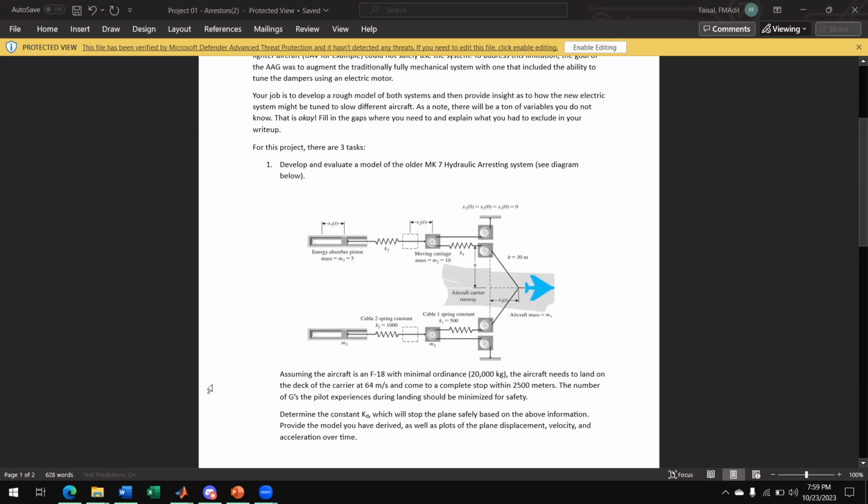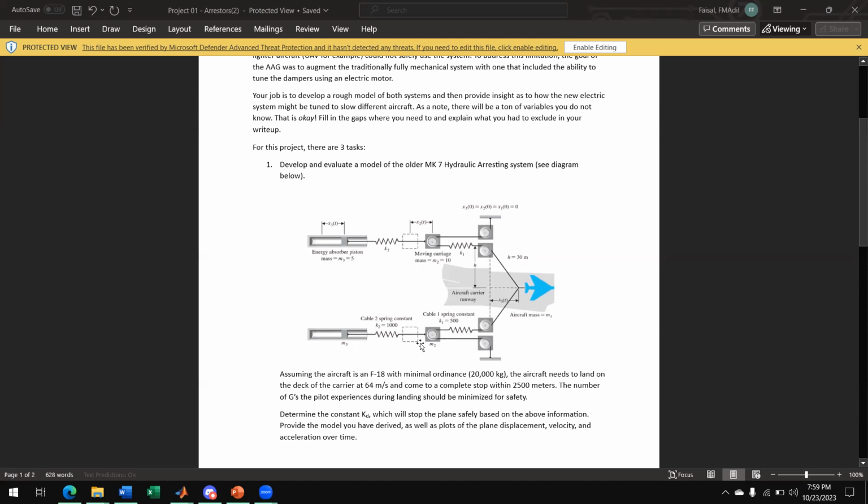The KD constant is basically a damping ratio for these mass piston energy absorbers. So my objective was to make sure that the plane lands within as short a distance as possible, whilst minimizing the G-force and meeting the constraint of 2,500 meters.